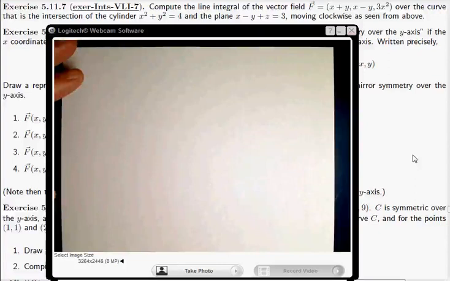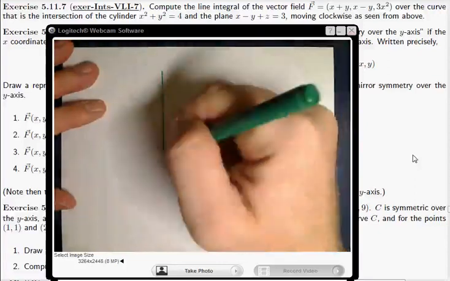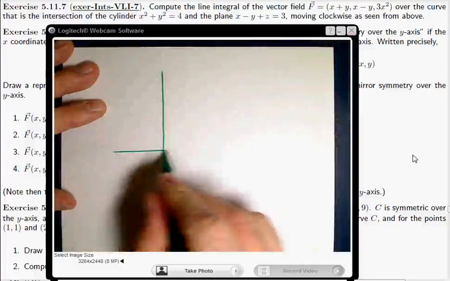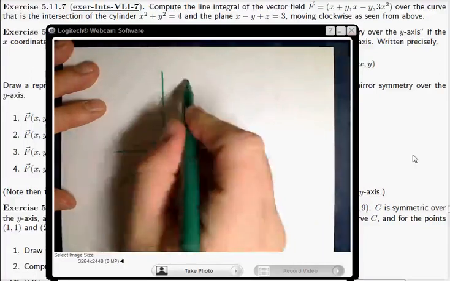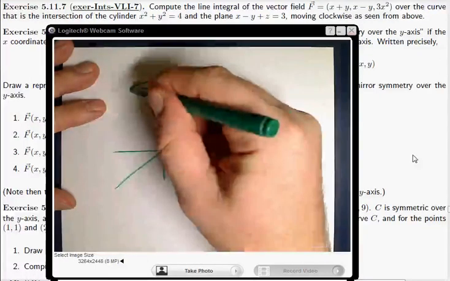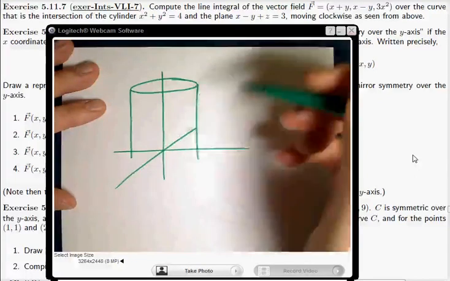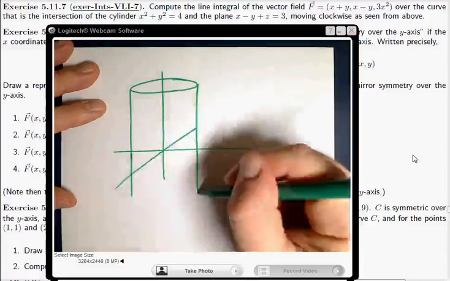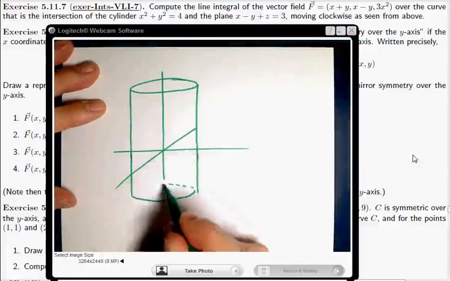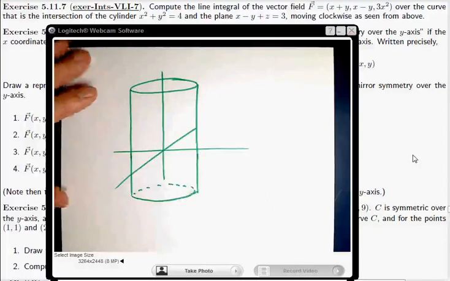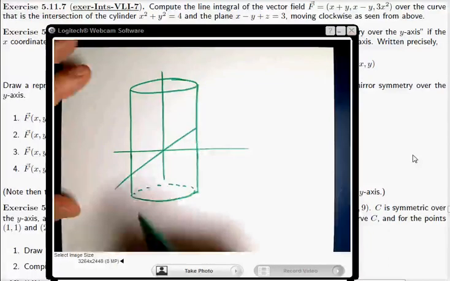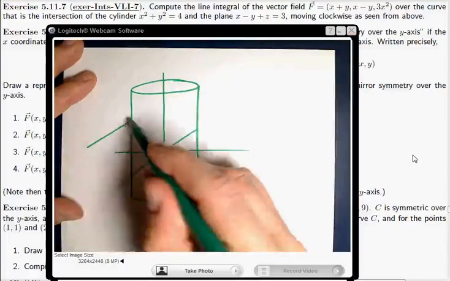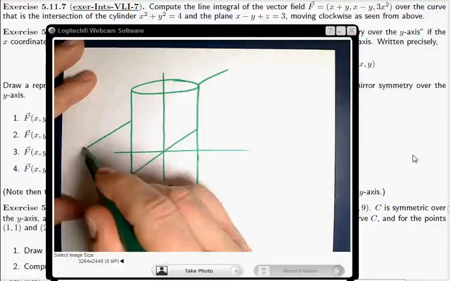We've got this cylinder x squared plus y squared equals 4. And of course that's a cylinder centered on the z-axis, kind of like this. Draw it down here like that. And now we've got a plane cutting through there. Let's see, x minus y plus z. So there's some plane. It's going to be hard to draw, but there's a plane sort of cutting through, maybe sort of like this.